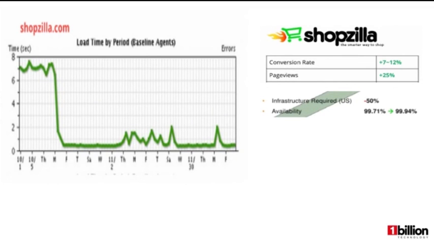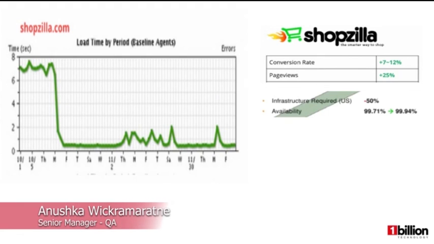And then, as I told you, this is a real example. Shopzilla has a white paper as well. They spent months to rebuild the application. After they revamped it, they increased the conversion rate and also page views by 25%, the infrastructure required dropped by 50%, and availability is now 99.94% from 99.71%. So this is a real example. That is the first point.